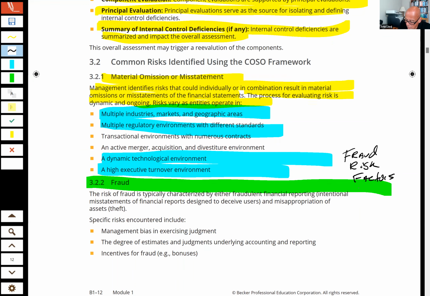Okay, and at a high level, those fraud risk factors include incentive and pressure. Now, when we look at fraudulent activities, it relates to fraudulent financial reporting or misappropriation of assets. So you can almost look at it, you probably heard this, in terms of lying and stealing, right? Okay, it's fraud: lying and stealing.